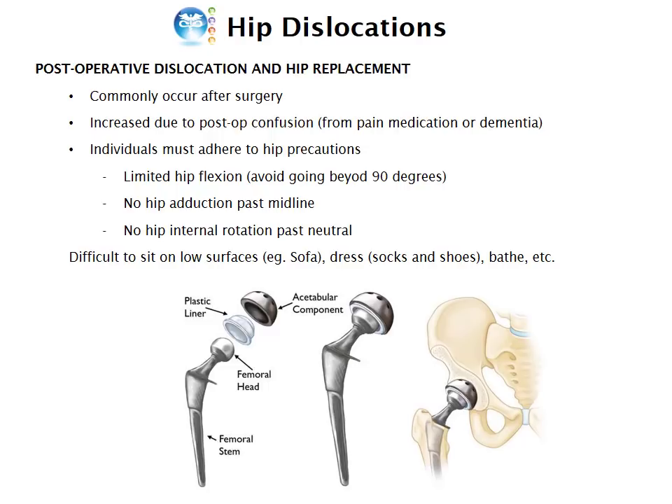So you might imagine that someone with hip precautions would not be able to cross their legs when they're sitting. They would also have difficulty sitting on low surfaces such as a sofa, dressing, bathing, etc. Anything that puts their hip past 90 degrees. You can imagine reaching to the floor is very difficult in these patients.